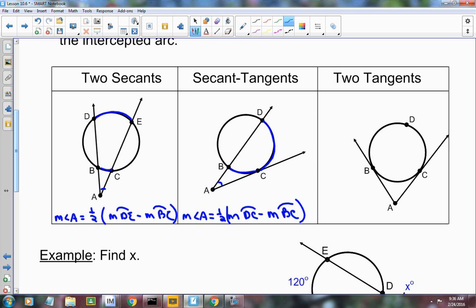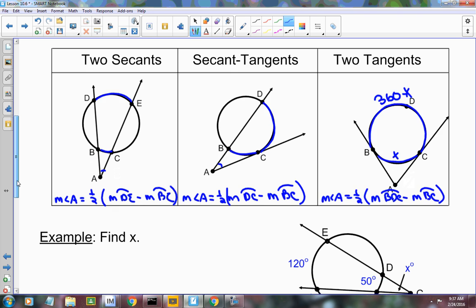Same scenario here. If it's two tangents, the measure of angle A is going to be half the difference of this big outside arc, BDC, minus the inside arc, which is BC. Now the thing about this is that these two arcs together represent the whole circle. So you could let this one be x, and this is the rest of the circle, which is 360 minus x. Okay? And we're going to do a problem like that here in just a second. So when they intersect in the exterior, it's half the difference of the arcs, and it's always the outside minus the inside.